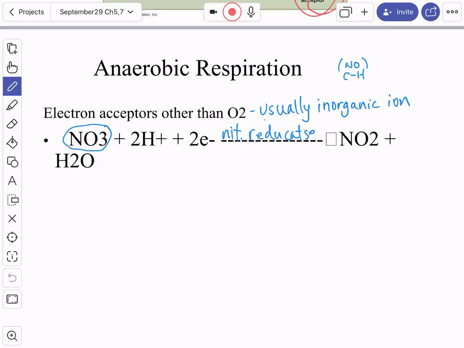I just wrote out more of the equation there. This is a reduction, it's losing an oxygen, but I drew in those protons and electrons. We get a little water that ends up there too. Other ions that can be used, sulfates. And sometimes, whoops, this is supposed to be minus.